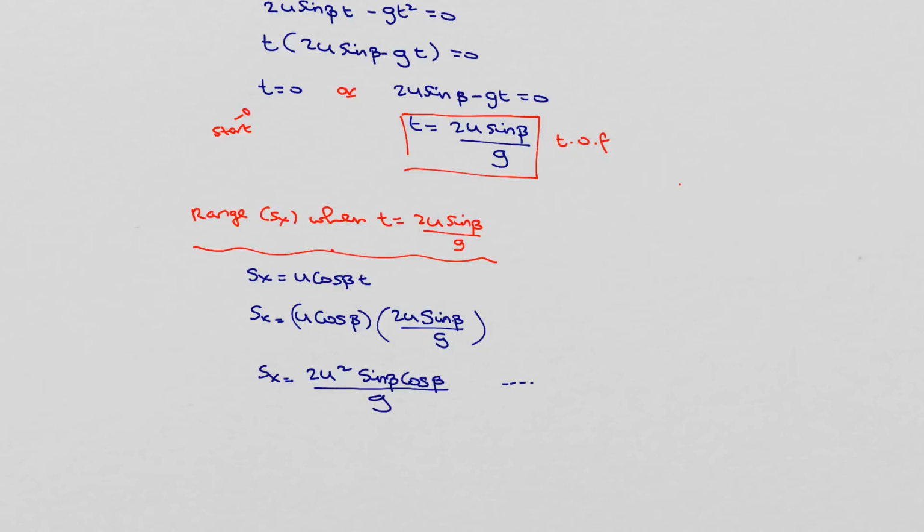But we should spot there that we have 2 sine beta cos beta. And of course we know in trig on page 14 of our tables that that is equal to sine 2 beta. So obviously in your maths tables it's going to say sine 2a is equal to 2 sine a cos a. So you're just adapting the a to beta here. And therefore that becomes S of x is equal to u squared sine 2 beta all over g, which is what they wanted you to show.